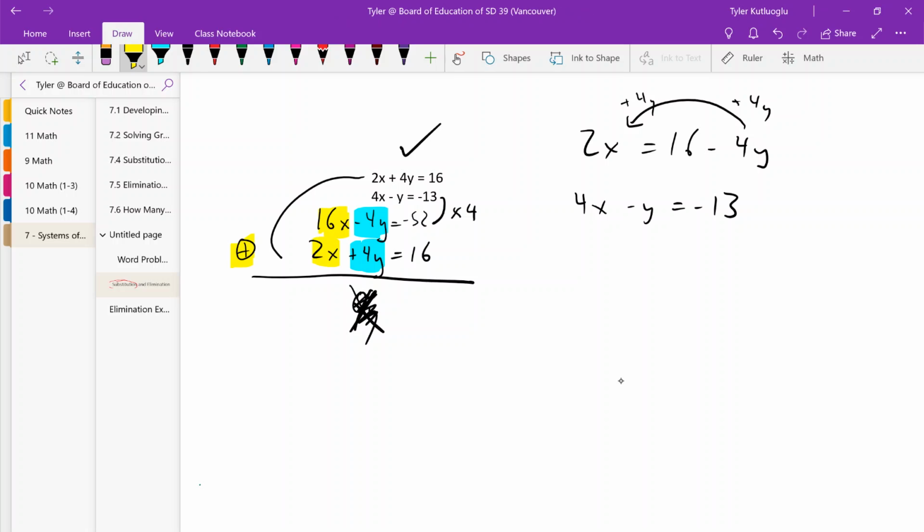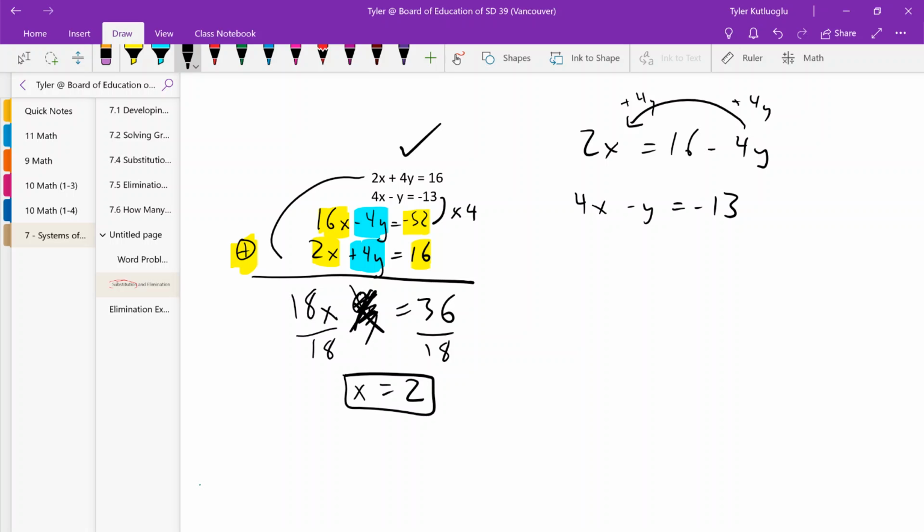So 16x plus 2x gives me 18x. Okay. And then negative 52 plus 16 gives me, oh, I want to check so I won't mess this up. 52. 36. Cool. Okay. So now I'm going to divide both sides by 18. X is equal to 2. So I found my x value.